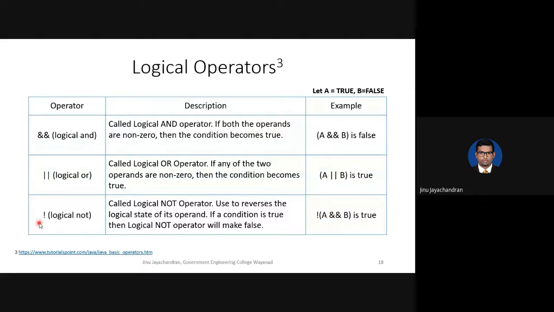Similarly, there is the logical NOT, which you can say is like a NOT gate, where you are inverting the value. So here, a ampersand b is false, and when you put a NOT to it, it is true. It is called the NOT operator.